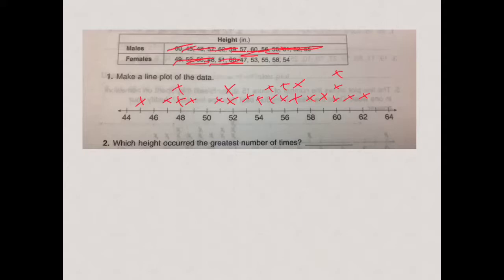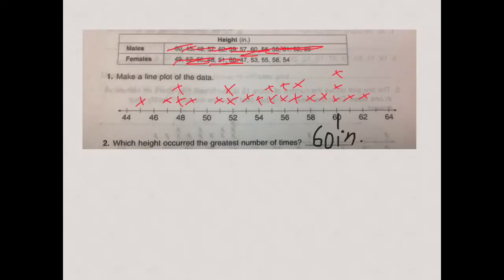So when I look, it's asking me which height occurred the greatest number of times. It's not asking who's the tallest, it's which height do I see more often, or which happened the most number of times. Well, if I look, there's 1, 1, 2, 1, 1, 2, 1, 2. Okay, well, there's one that stands out, 60. So my answer would be 60 inches.